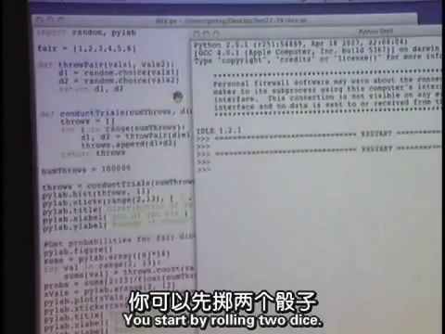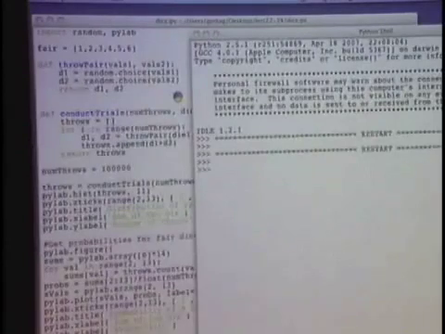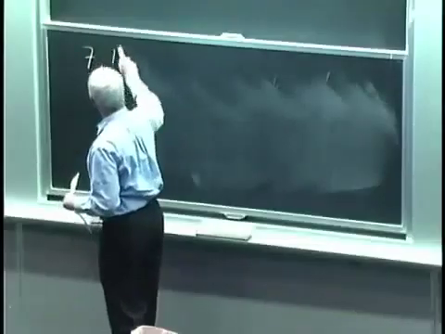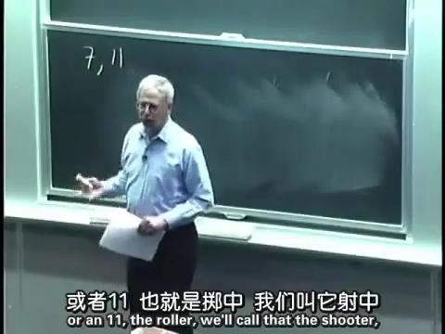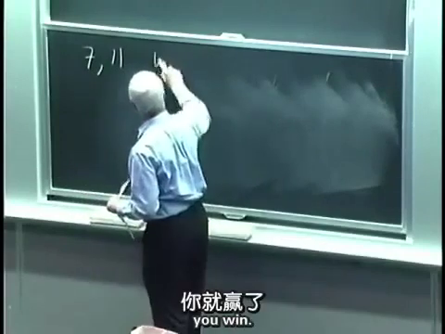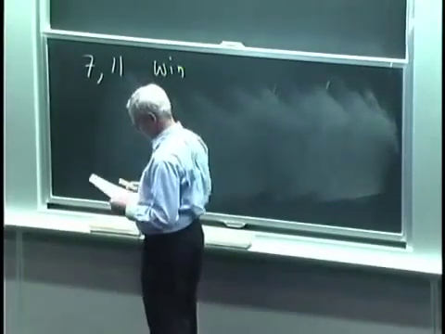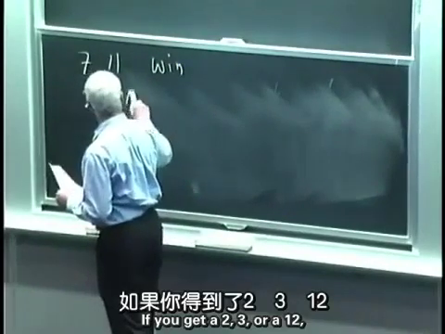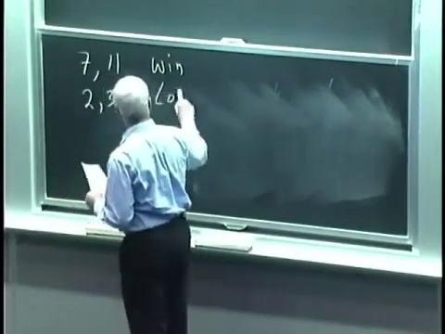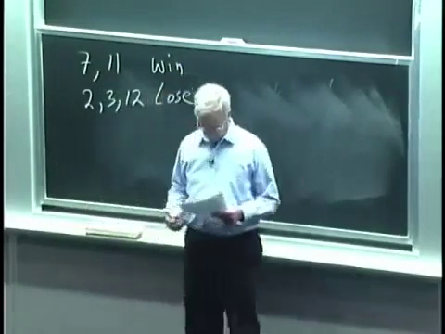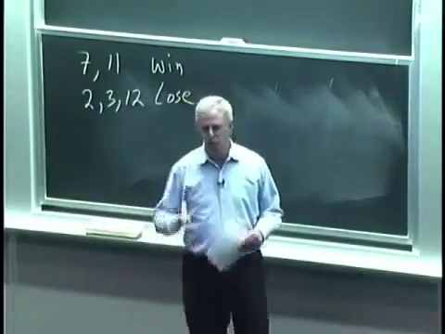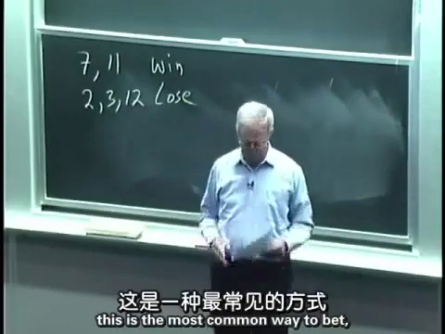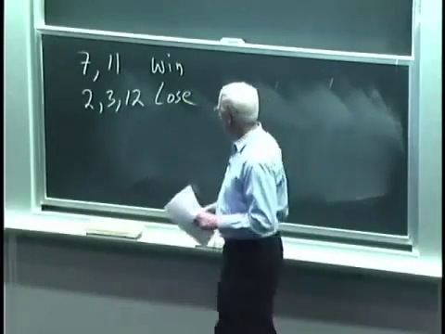You start by rolling 2 dice. If you get a 7 or an 11, the roller, we'll call that the shooter, you win. If you get a 2, a 3, or a 12, you lose. I'm assuming here you're betting what's called the pass line. There are different ways to bet. This is the most common way to bet. We'll just deal with that.